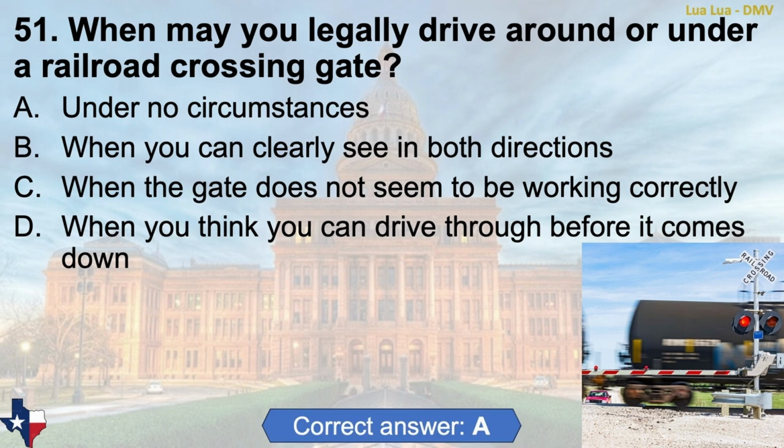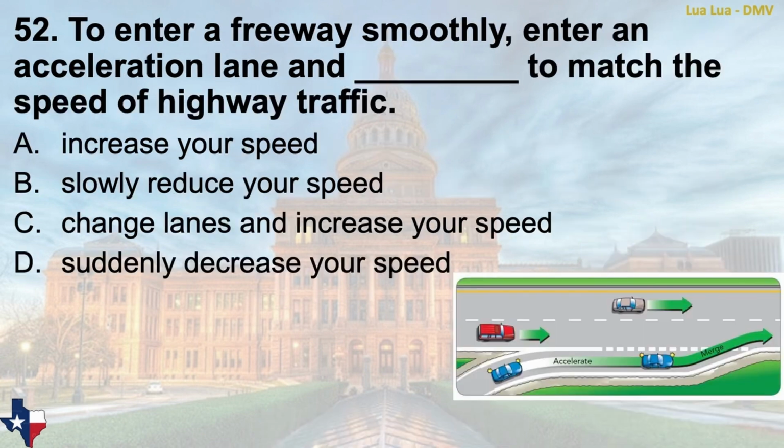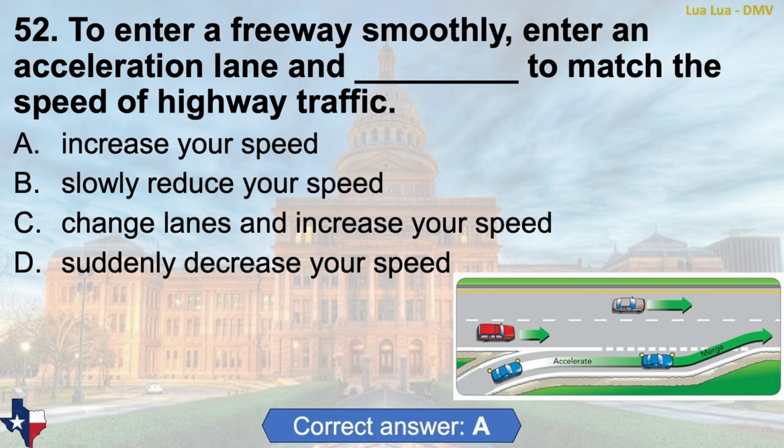Under no circumstances. Question 52. To enter a freeway smoothly, enter an acceleration lane and blank to match the speed of highway traffic. A. Increase your speed. B. Slowly reduce your speed. C. Change lanes and increase your speed. D. Suddenly decrease your speed. The correct answer is A.